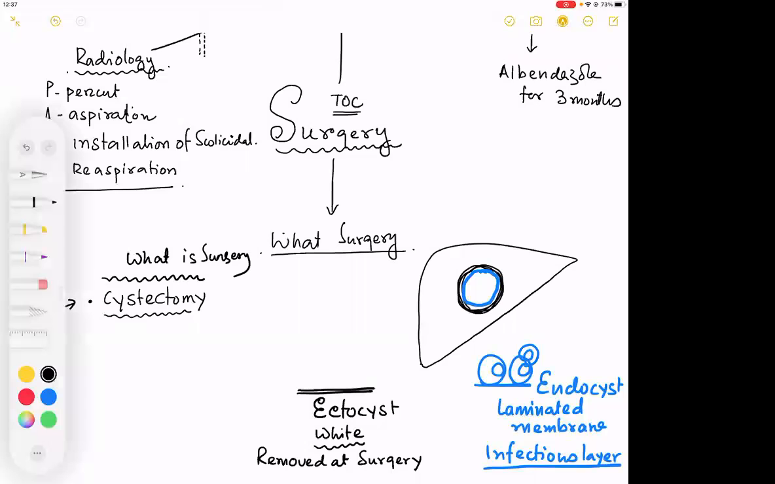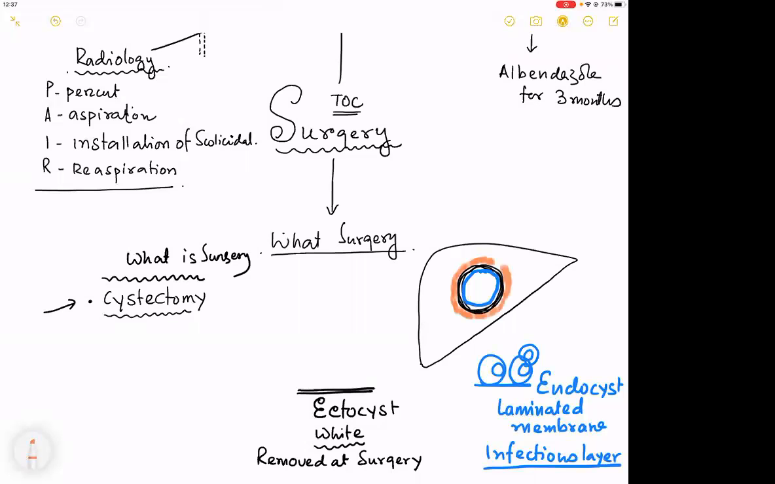And finally, when you have a part of a liver that forms a third layer which is not removed, that layer in the liver is called the pericyst. So pericyst is a part of the liver. You are not going to remove a pericyst. You are going to cut through the pericyst and take out the ectocyst. Okay?